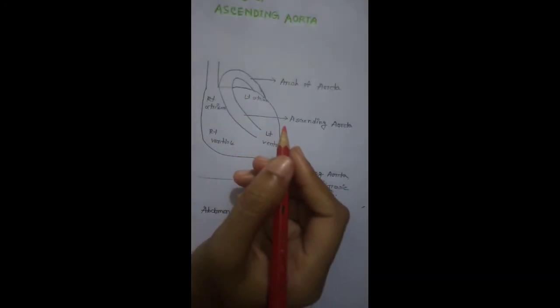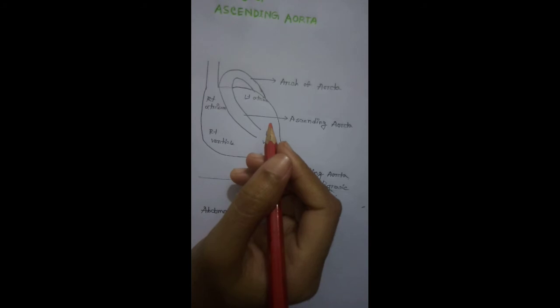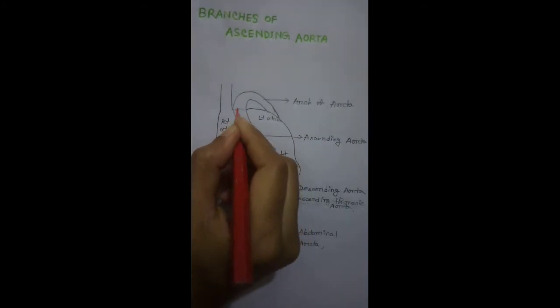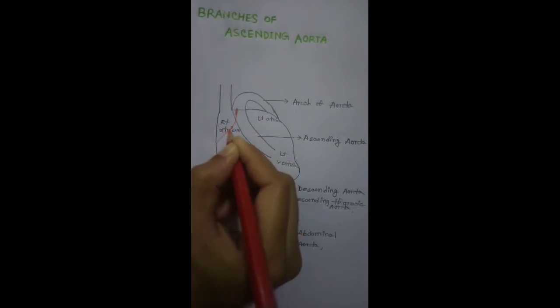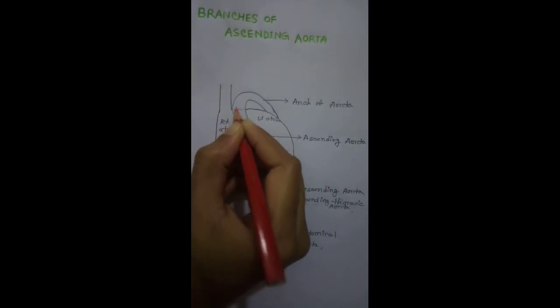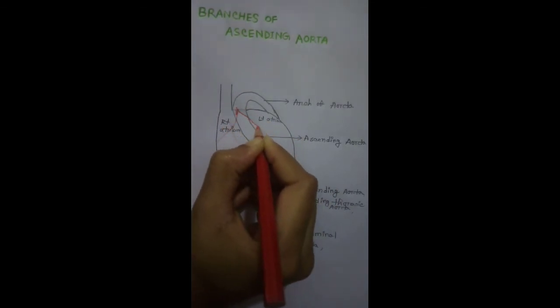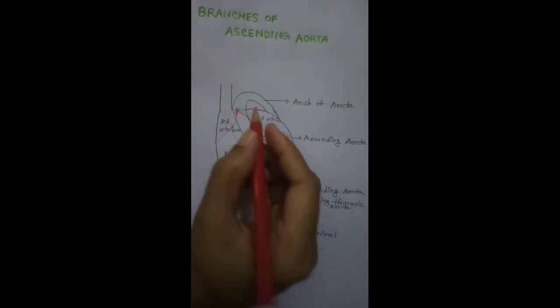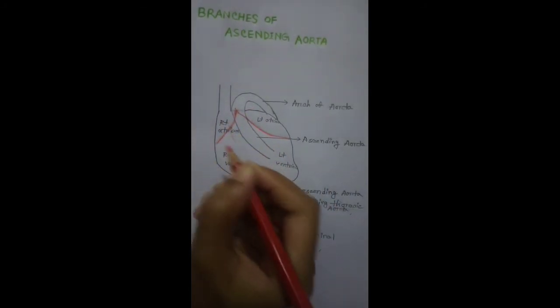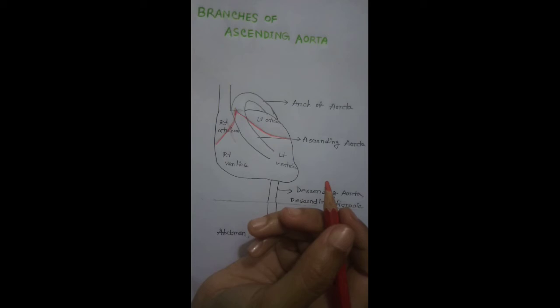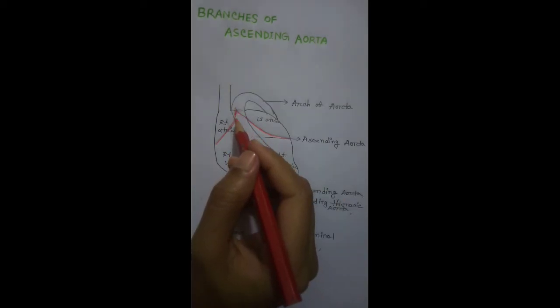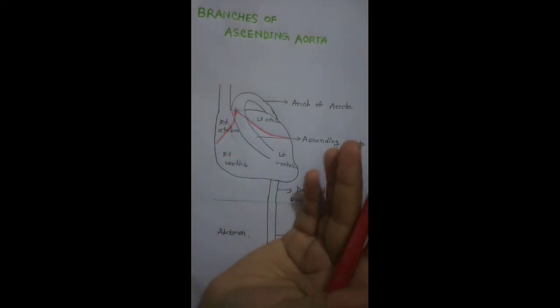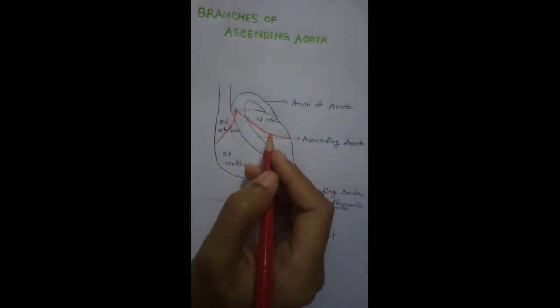Now, what are the branches of ascending aorta? There are only two branches of ascending aorta: the right coronary artery and the left coronary artery, which supply the heart and give several branches. I will talk about it in the next video. Now, from where the right coronary artery arises and from where the left coronary artery arises.